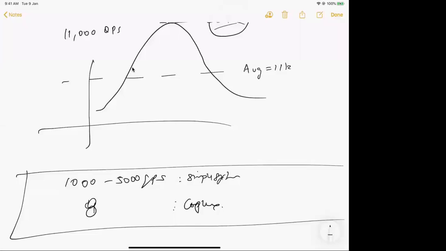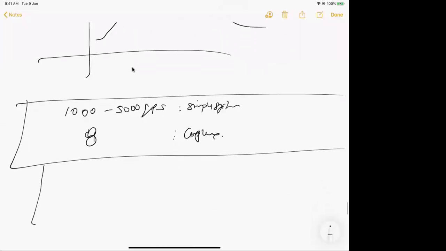What is the maximum QPS of any system in this world? The maximum QPS of very highly optimized, very simple systems can actually go up to 1 million.